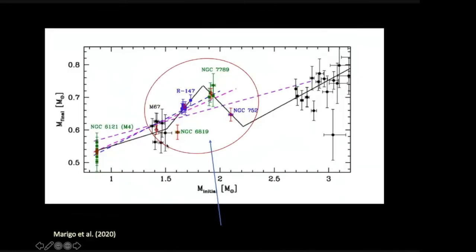An interesting result, still about the initial-final mass relationship, is Marigo et al. 2020, where they found that in the initial mass range between 1.5 and 2.3 it is non-monotonic. It seems like there is an increase, then a decrease, and then an increase again, which is against what we always found, always knew or expected. And again, they could link this to the properties of the third dredge-up in the AGB model. So there is a very interesting link between this feature here and the physics of AGB models.